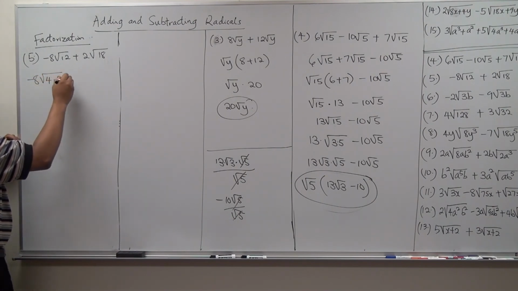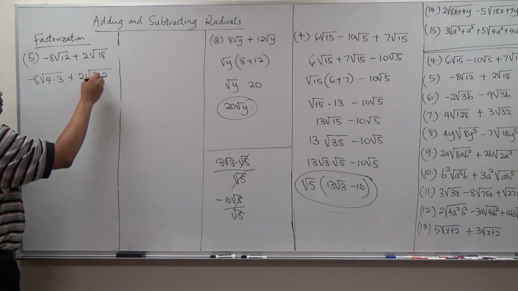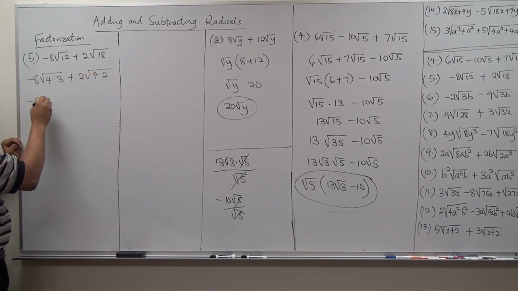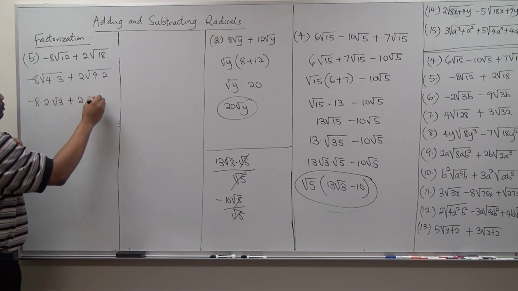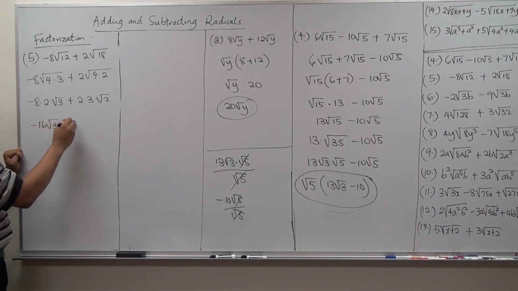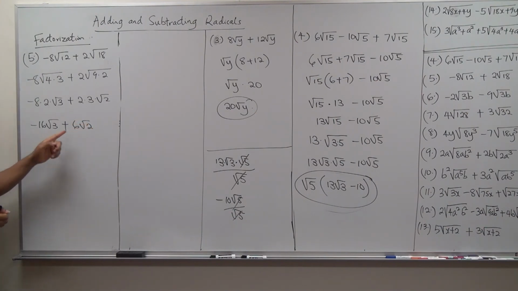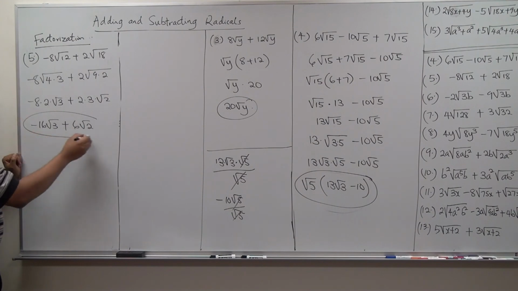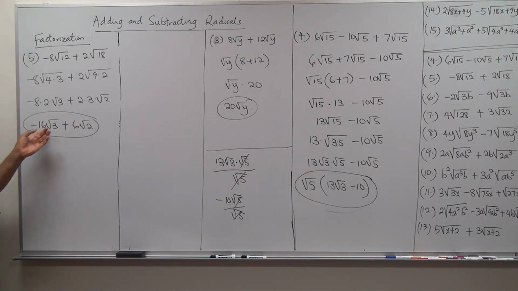So this is 4 times 3 plus 2 square root of 9 times 2. This is negative 8 times 2 times square root of 3, plus 2 times 3 times square root of 2. Right? And this is negative 16 square root of 3 plus 6 square root of 2. So in this case, you see that you have square root of 3 here, and you have a square root of 2 here. So these are unlike radicals. You can't do anything anymore. You just leave it this way. But you can still simplify further if you want to.